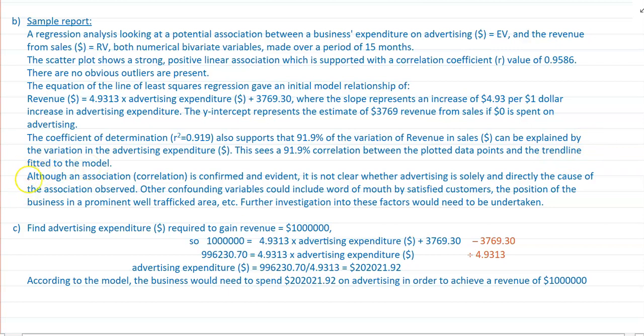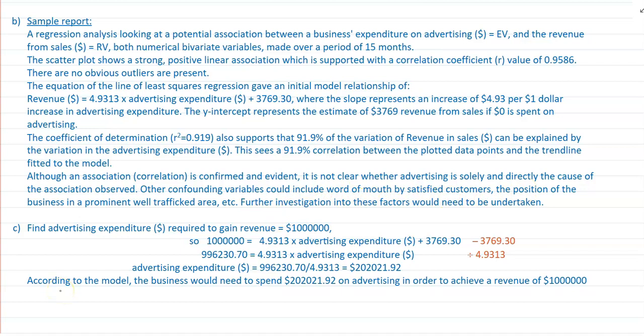I've then wrapped it up by saying, although an association or correlation is confirmed and evident, it's not clear whether advertising is solely and directly the cause of the association observed. Other confounding variables could include things like the word of mouth by satisfied customers, position of the business in a prominent well-trafficked area, and other things you could probably pop in there. Further investigation into these factors would need to be undertaken.